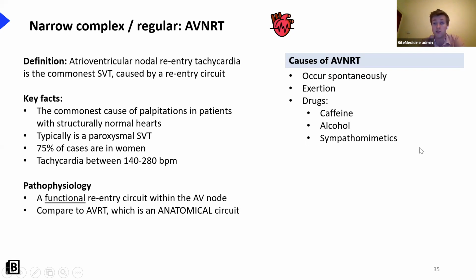So some causes of AVNRT are massive exertion, certain drugs, anything that can basically cause your atrial or sinoatrial node to suddenly fire, sometimes out of sync, like a premature atrial complex, just out of sync of the normal atrial rate. That can then kick this circus rhythm into play. So let's have a look at what I mean.